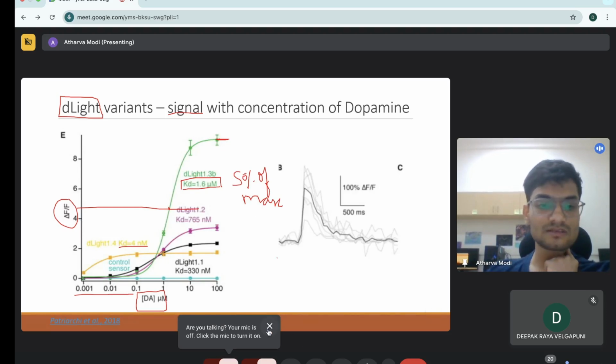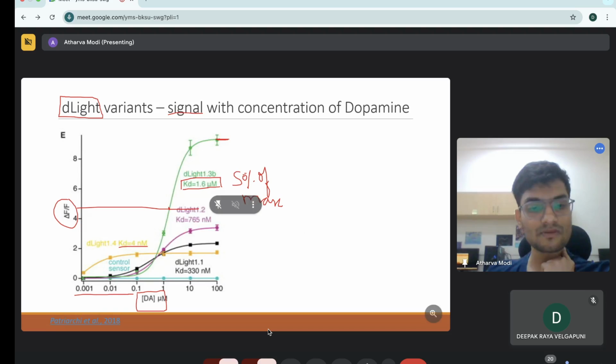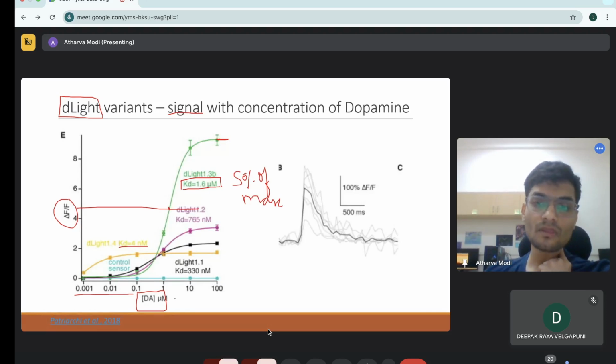This was just about the variation with concentration of neurotransmitter. But now, what about timing? This temporal scale, what does it depend on?